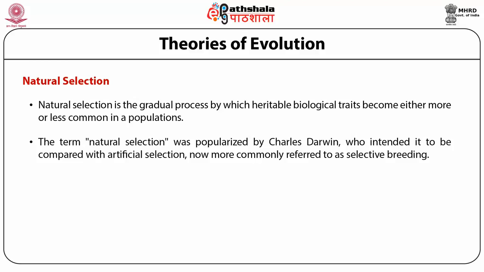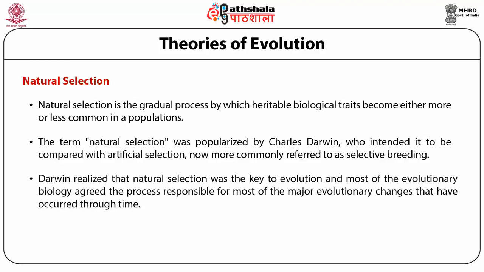The term natural selection was popularized by Charles Darwin, who intended it to be compared with artificial selection, now more commonly referred to as selective breeding. Darwin realized that natural selection was the key to evolution, and most evolutionary biologists agree it is the process responsible for most of the major evolutionary changes that have occurred through time.